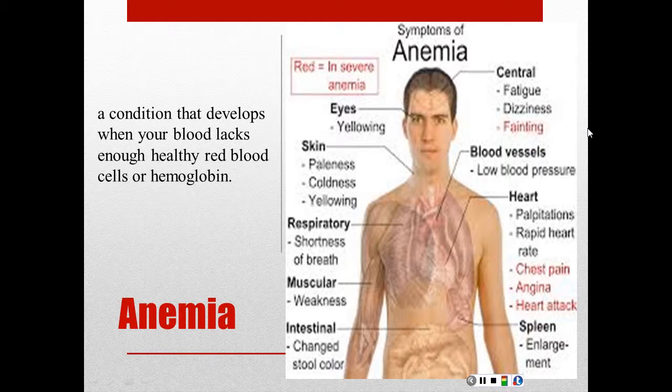Some other ones that are not severe: we have fatigue, dizziness, low blood pressure, palpitations, lethargy, as well as weakness in the muscles. Stool is supposed to be a certain color, and if it's not that color, then it's a possibility the person can suffer from anemia. Then we have yellowing of the skin as well as the eyes. And of course, at the bottom here, we're showing you enlargement of the spleen.